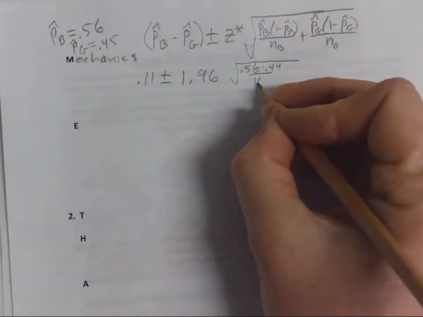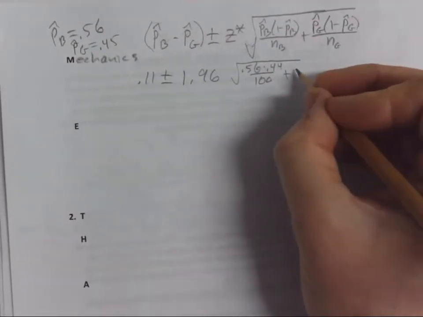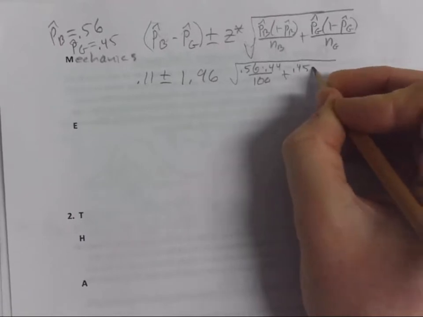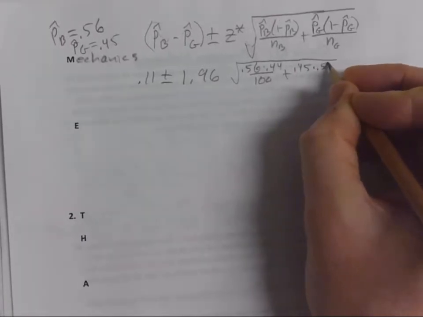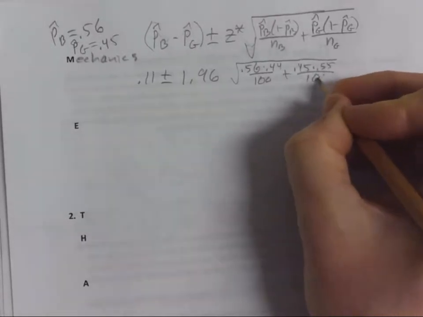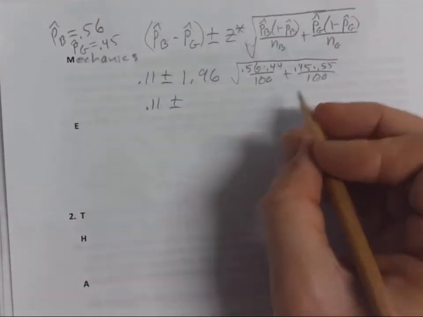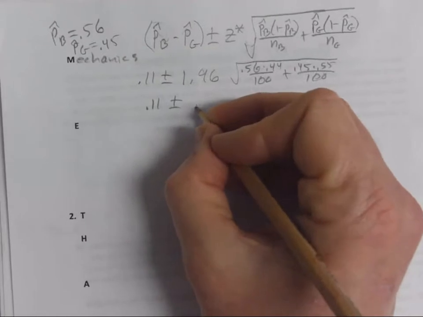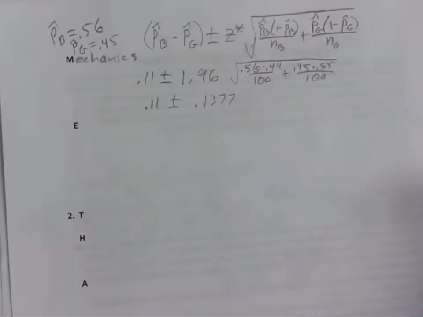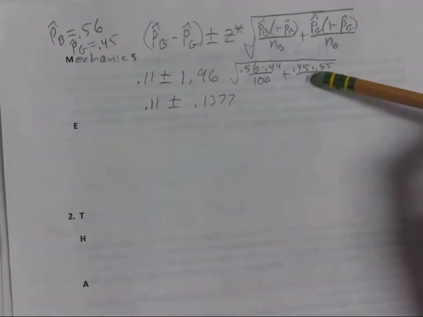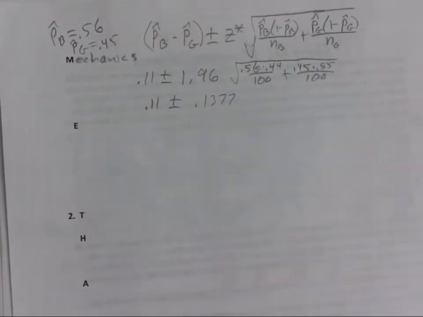And so this is 100 plus 0.45 times 0.55 over 100. And so this is 0.11 plus or minus. When you multiply all that out, I do believe you get 0.1377. I think your standard error here, this term, is 0.0703 approximately, if you find all of that. And so you get that.